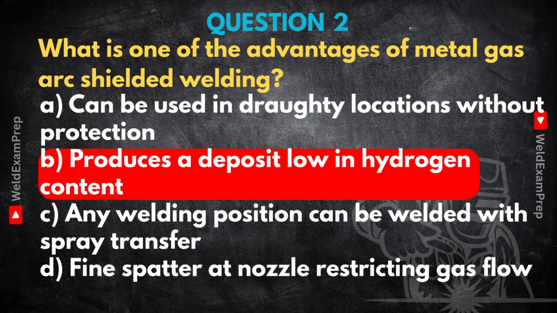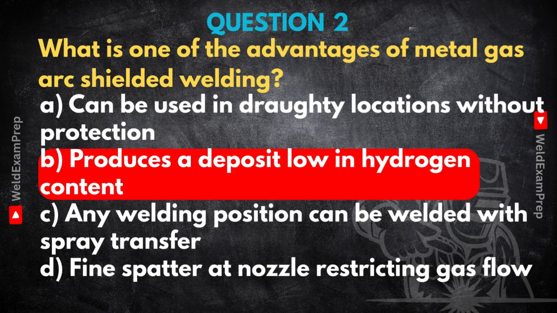Okay. And finally, option D. Fine spatter at nozzle restricting gas flow. I'm guessing spatter, whether it's fine or coarse, isn't usually seen as an advantage. You're right again. Spatter is a pretty common characteristic of MIG welding, particularly if you're using pure CO2 as the shielding gas. It tends to create more spatter. The little balls of metal that fly off. Those are the ones. And while some process variations might produce finer spatter than others, spatter itself is generally considered a disadvantage. It means you have to spend time and money cleaning it off after welding.